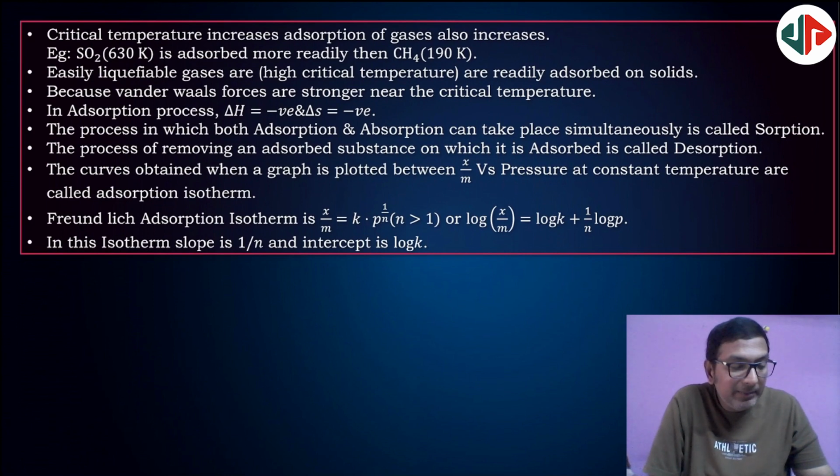As critical temperature increases, adsorption of gas also increases. As the critical temperature increases, liquefaction also increases. So SO2 is adsorbed more readily than CH4 due to its higher critical temperature. Next, easily liquefiable gases are adsorbed readily on solids, that means on the surface of the adsorbent.